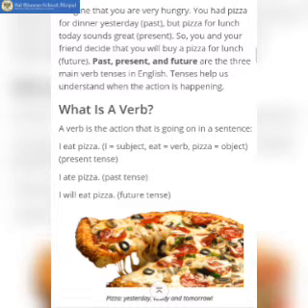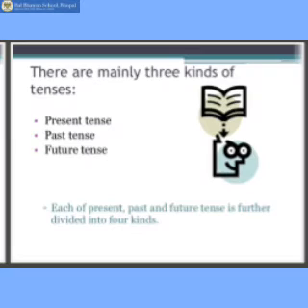So past, present and future are the three main verb tenses in the English language. Children, tenses help us understand when the action is happening or the time an action has taken place.